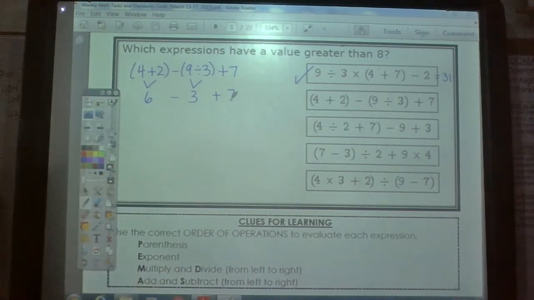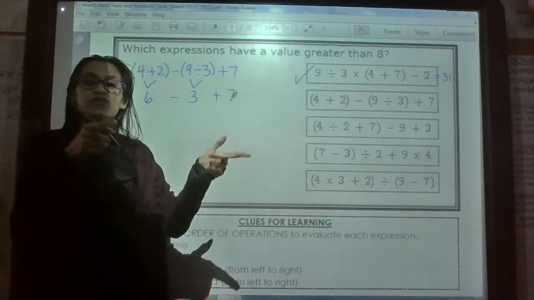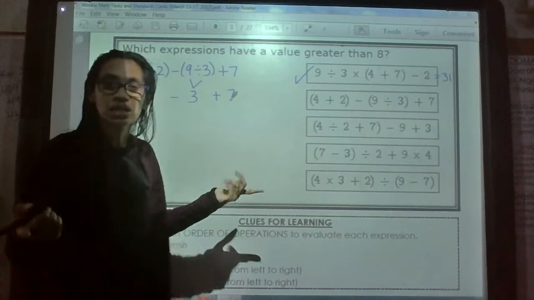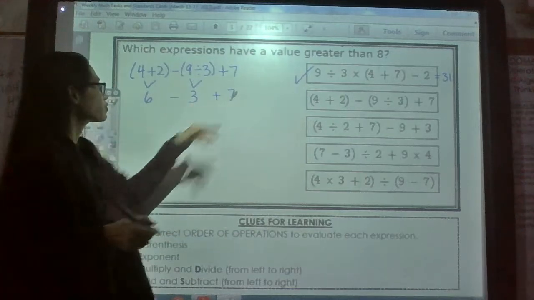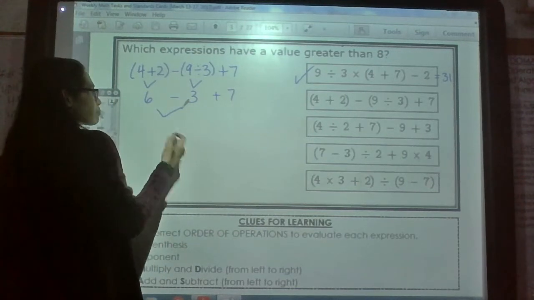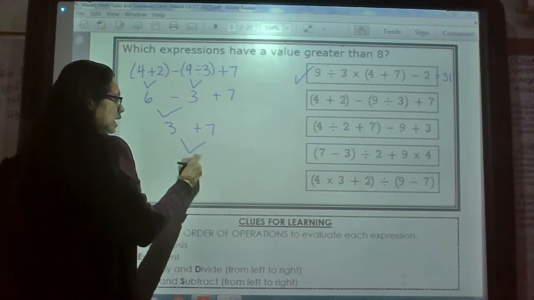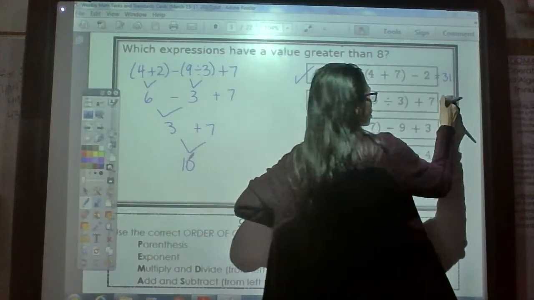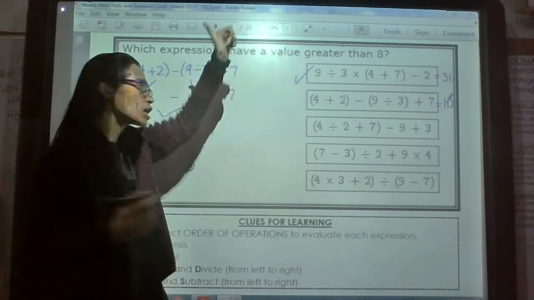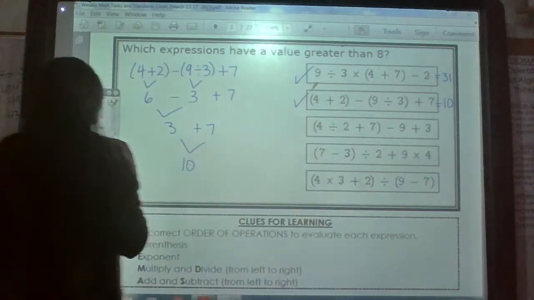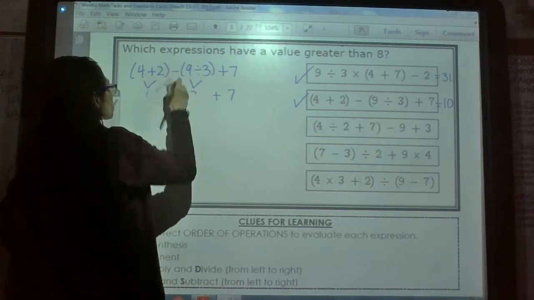Now what do we do? Oh no, we don't add then subtract. We add and subtract from left to right. So we go in order, just like you read a book and read a sentence left to right. Add and subtract. So from left to right, 6 minus 3, what's that? That's a 3 plus 7, which gives me 10. Bam. So this expression right here has a value of 10. Is that greater than 8? Yes. So you can put a check by that. Are we good? All right. Moving on to the next one.